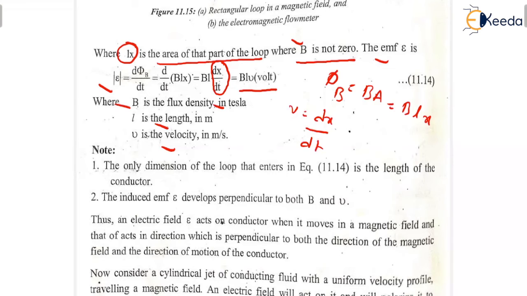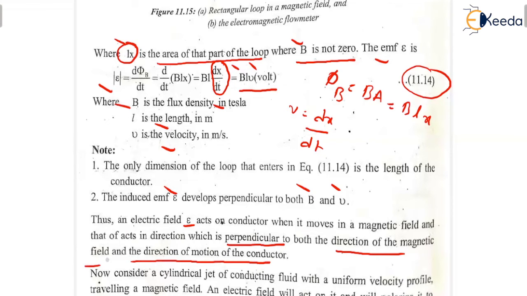Now, the induced EMF which I told you about. As I told you, the electromagnetic flow meter works upon the principle of electromagnetic induction. Based upon this induction, we have seen that L is the general length of the conductor. The induced EMF is always perpendicular to both v and B. Already I told you that it is proportional to both B and v. As I told you in the previous slide, the induced EMF is perpendicular to both the direction of the magnetic field and the direction of motion of the conductor.